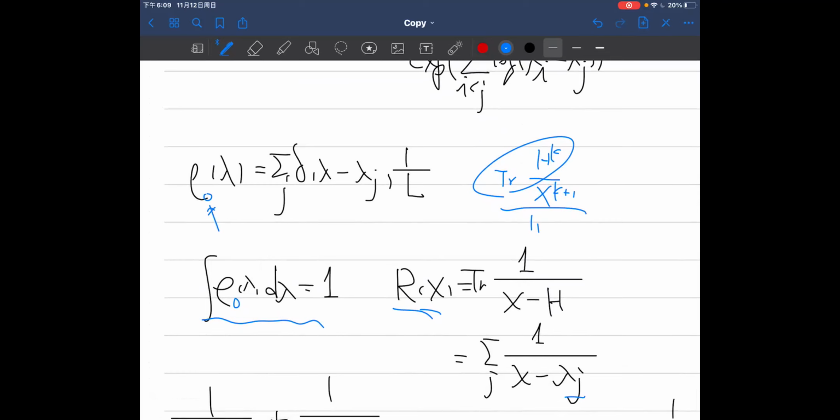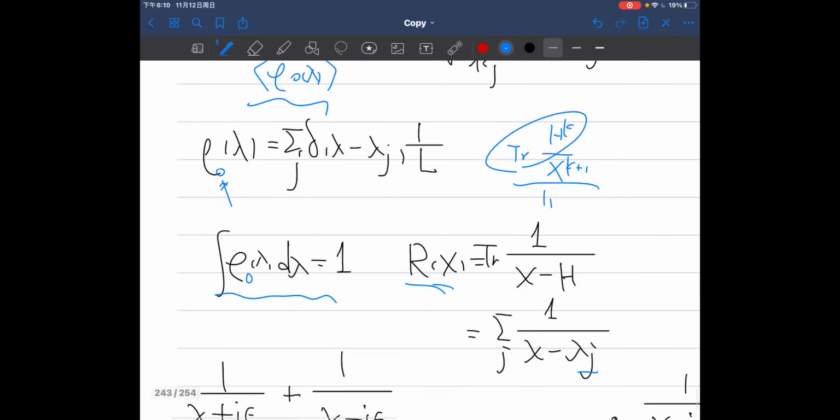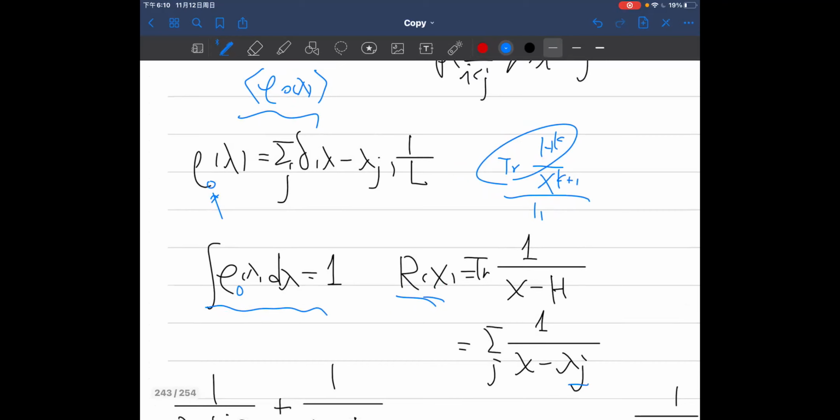Maybe someone wants to calculate the expectation value of the density of eigenvalues. That is, we may want to calculate the expectation value of the density of the eigenvalue distribution. First we want to know how to calculate it. This is the first question. And we will find that the resolvent is related to the eigenvalue density distribution.